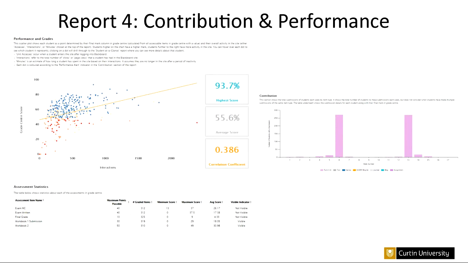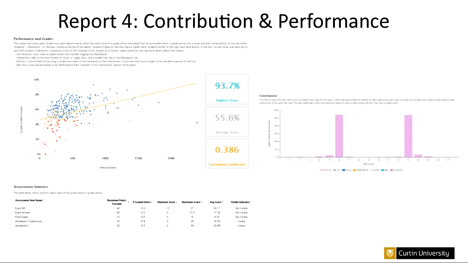It's got some basic stats about what the highest score for any student is overall, the average score, and this correlation. Sorry, I should explain. On the x-axis there, you have an activity measure, which is, in this case, interactions. And then on the y-axis, you have the grade center score, just so you can get that correlation.